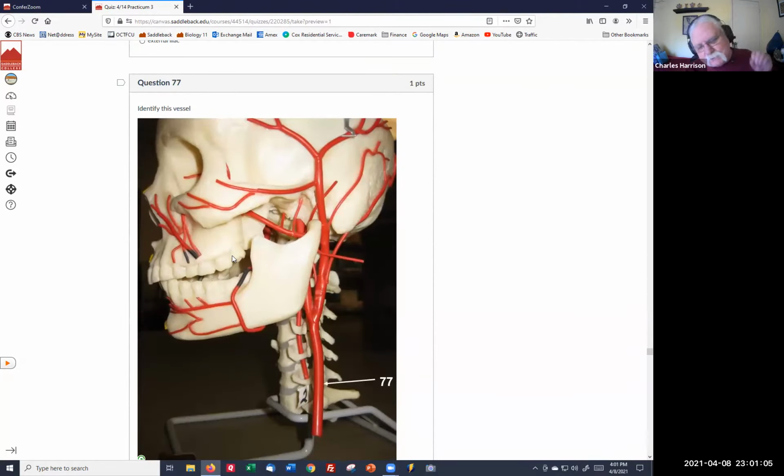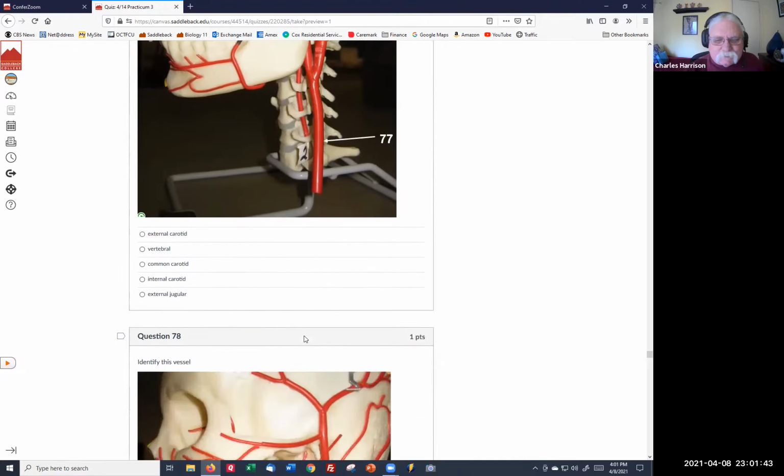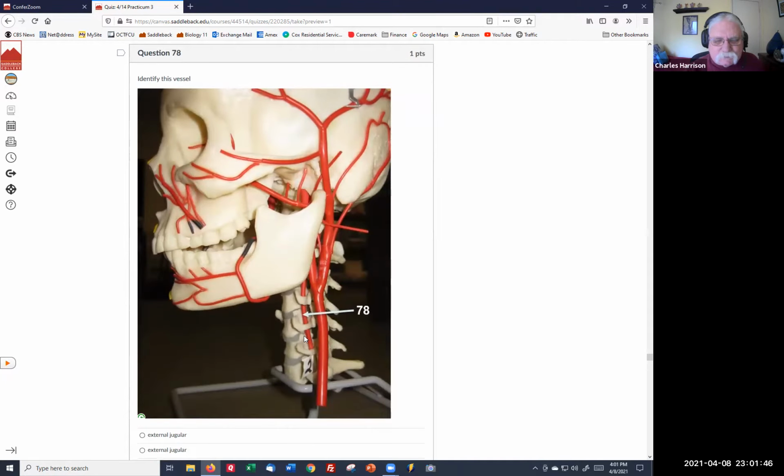Okay, so assuming I showed you everything on Tuesday, you did get one look at this. This is number 77, the common carotid, and then it splits to the external carotid and goes into the internal carotid. The internal carotid is the one that goes in through the carotid foramen by your ear. And then the other vessel running down through the vertebral foramen here is the vertebral. 78 is the vertebral.